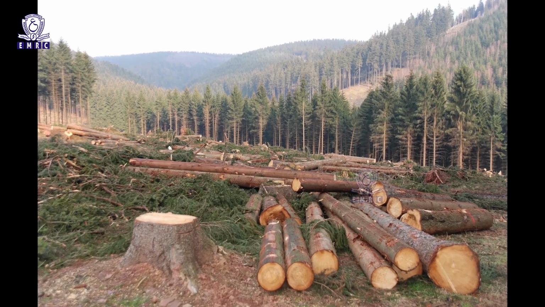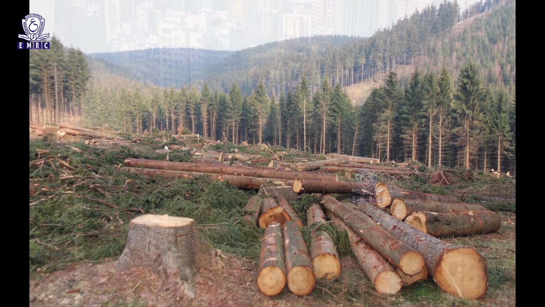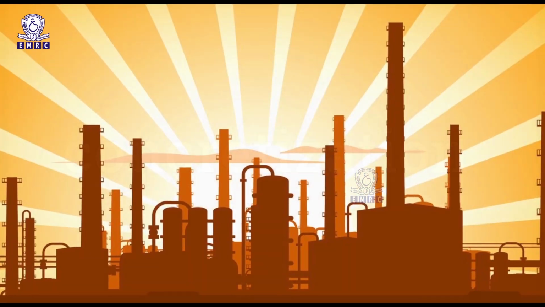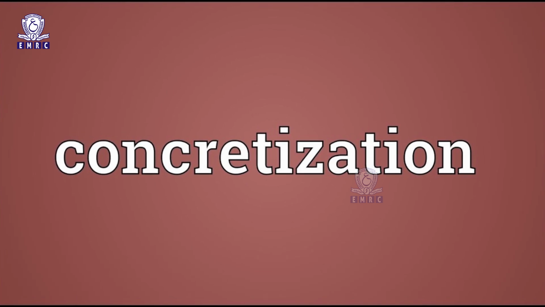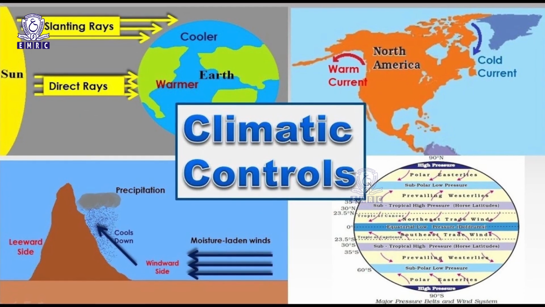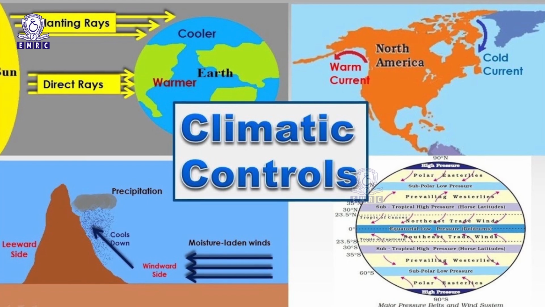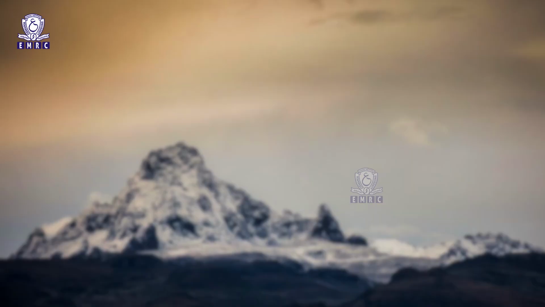The hydrological processes also get affected due to human activities like deforestation, urbanization, and industrialization, which result in a change of climatic parameters either directly or indirectly.